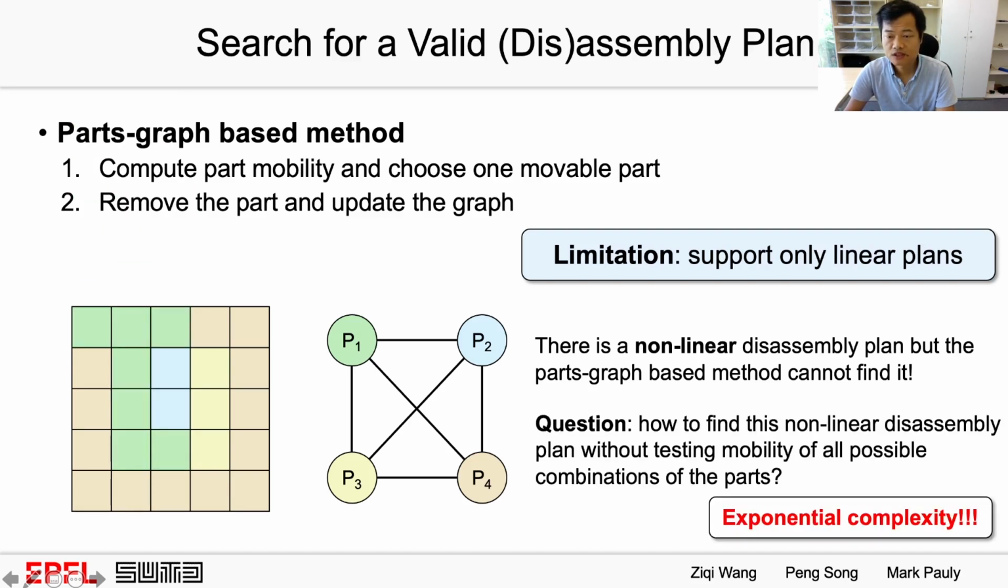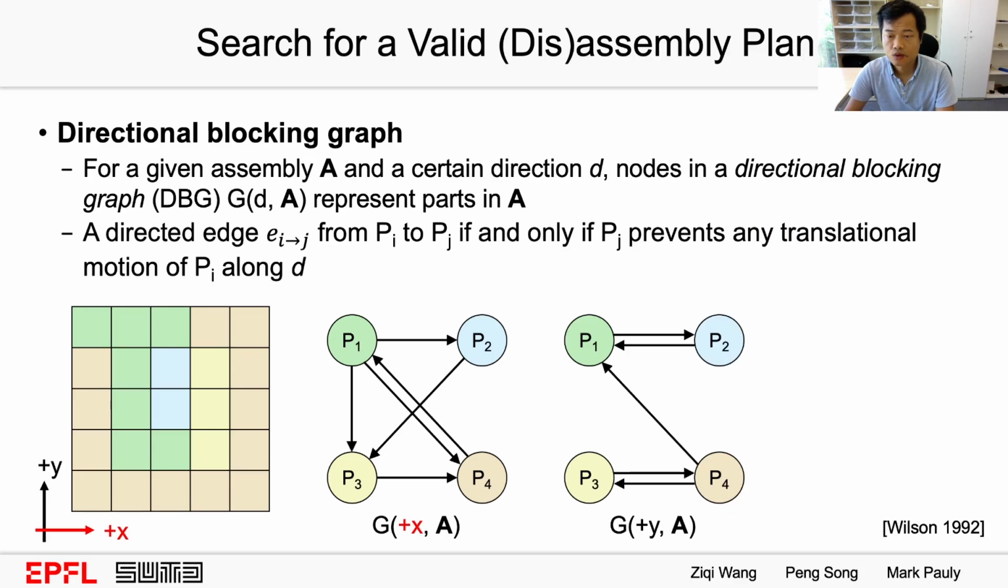To find this nonlinear disassembly plane, we need to test mobility for all possible combinations of the parts, which has an exponential complexity. So now the question is, how can we find this nonlinear disassembly plane more efficiently? One solution is to use the directional blocking graphs developed by Wilson in 1992.